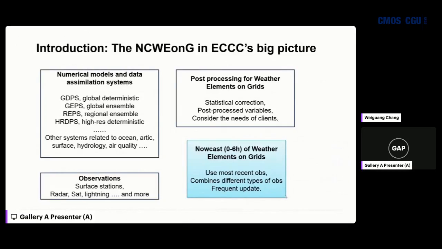It tries to combine the model output with the most recent observations. Like I showed on the left-hand side is the surface stations, radar, satellite, lightning, and so on. By combining all those most recent observations, we try to have a frequent update of this weather element on grid. The frequent update means that it could be 10 minutes, it could be 1 hour update. And the most important contribution of this system is to include the most recent observation and also early product, and also the frequent update.